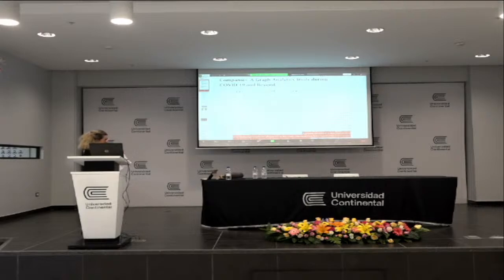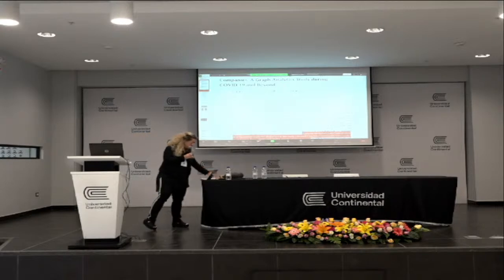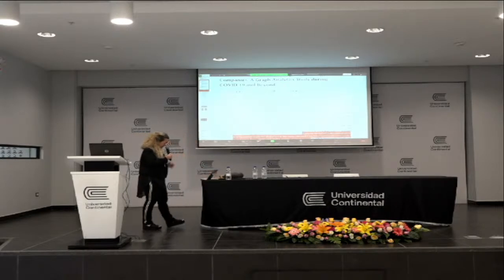Well, I think it'd be interesting to try several things. I mean, we could certainly try this with different sectors. I think it'd be very interesting to try this, for example, with extractive industries, to see how investment has changed in recent times. I also think that we could have done more graph analytics, really. So we could definitely do more of that in future work.